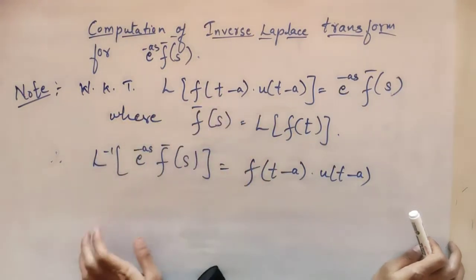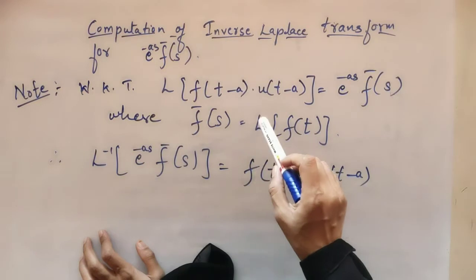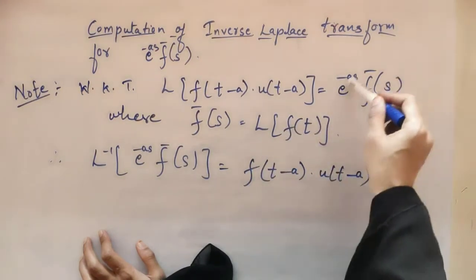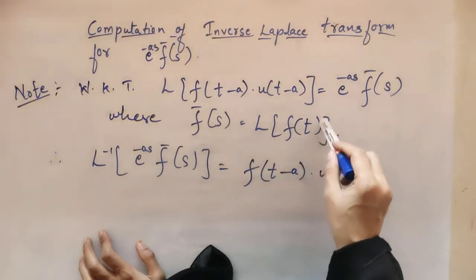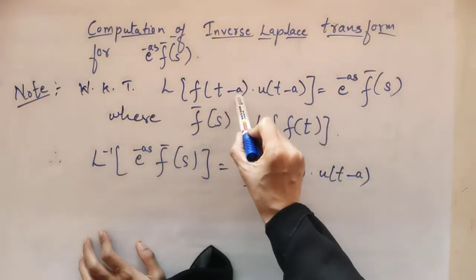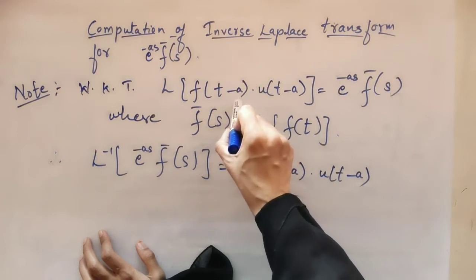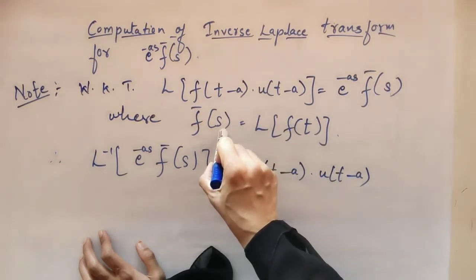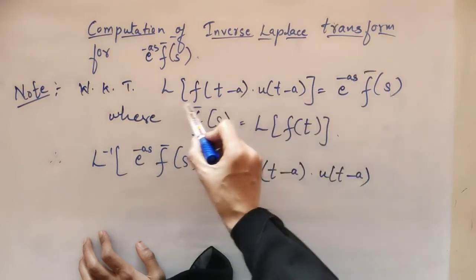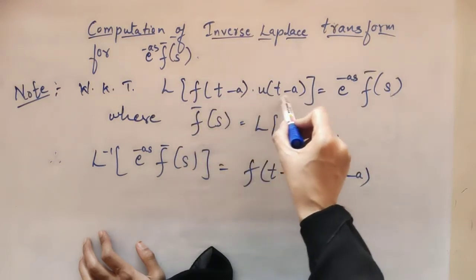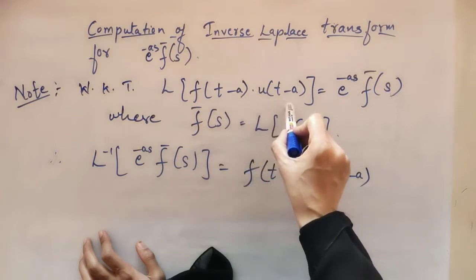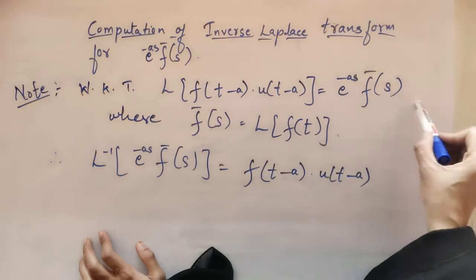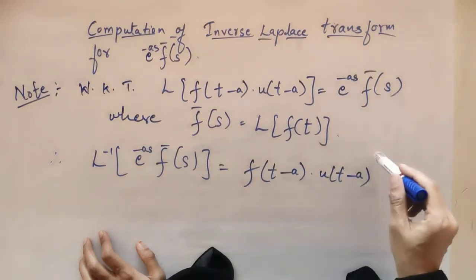We know that the Laplace transform of f of t minus a into u of t minus a is e to the power minus as into f bar of s, where this f bar of s is the Laplace transform of this f of t. That is, in place of t minus a we consider simply t and take its Laplace transform, and we denote it as f bar of s. If you want to find the Laplace transform of this combination, the product of two functions f of t minus a into u of t minus a, we simply write e to the power minus as into f bar of s. That is the already solved property which you all know very well.